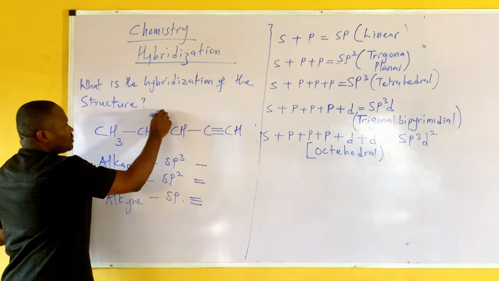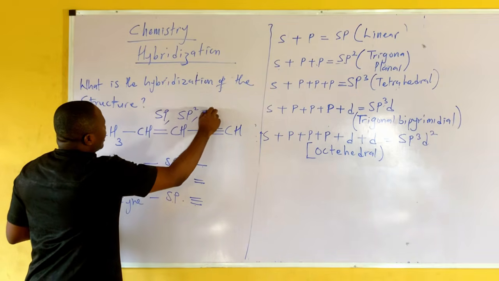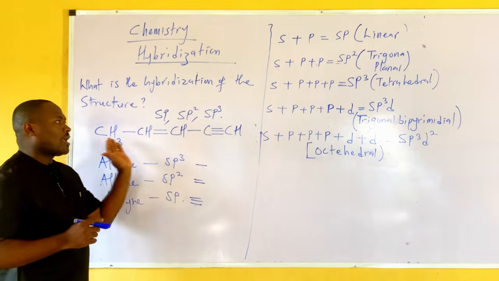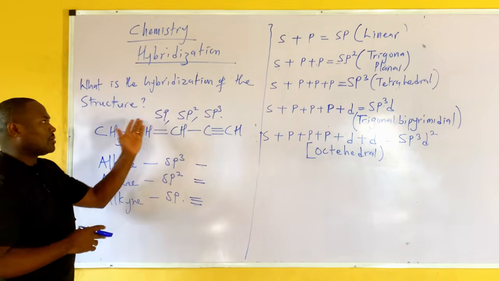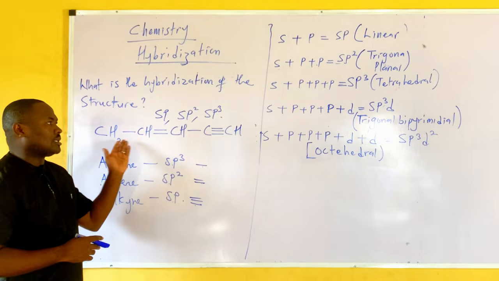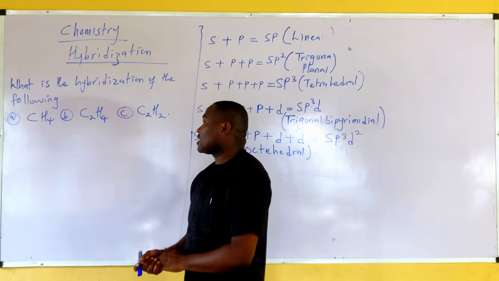It is sp, sp2, and sp3 hybridized. So such a structure has the whole of this hybridization in itself. So it is important to know that this is the hybridization of such a structure. Okay, let's see our first example.